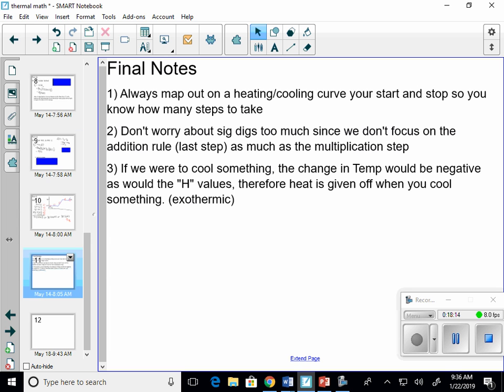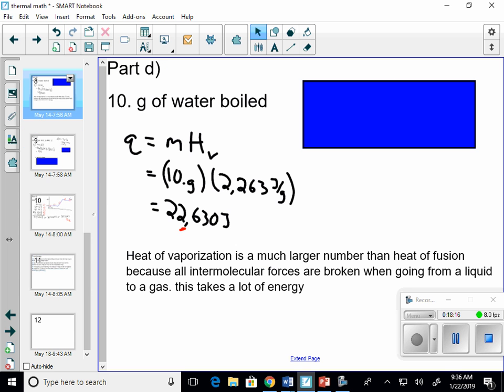So for example, if I go back up to my heat of vaporization, to go from a liquid to a gas, it would take 2,263 joules per gram. But if I was going gas to a liquid, I'd have to cool it off. I'd have to lose heat. That'd be a negative 2,263. Okay?